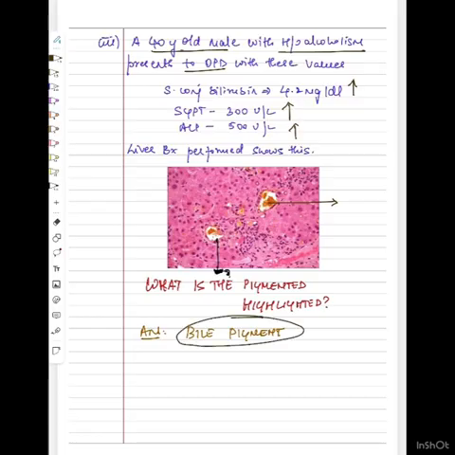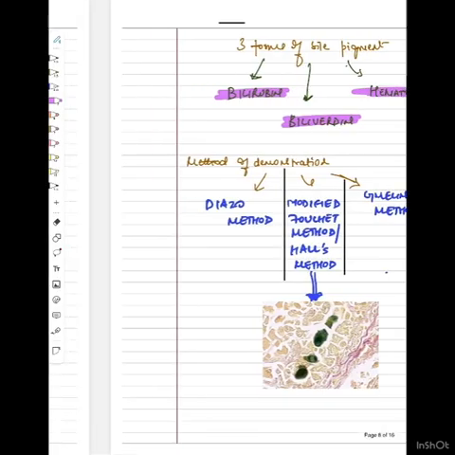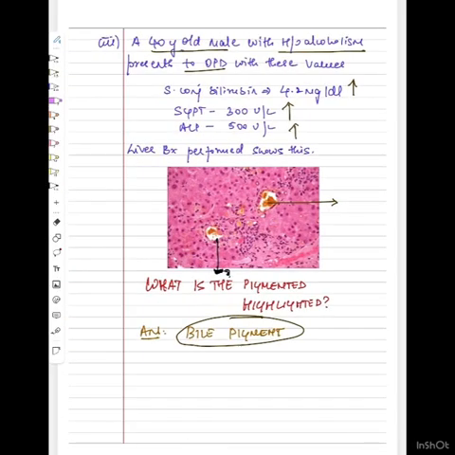This pigment is the bile pigment. So bile pigment has 3 forms. One is bilirubin, the other is biliverdin, and the third is hematoidin. So how are these 3 different bile pigments formed? So what happens is, there is a process.